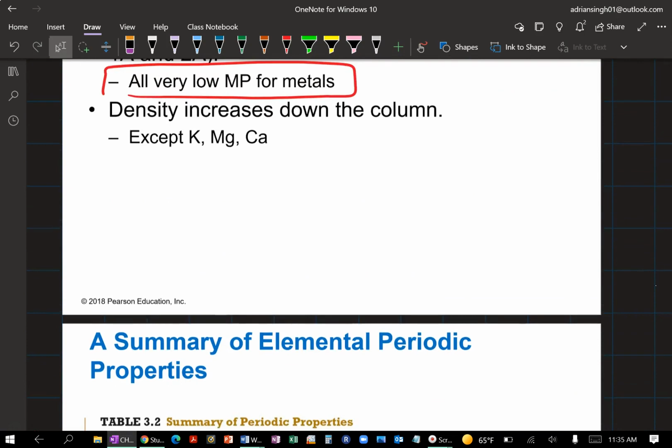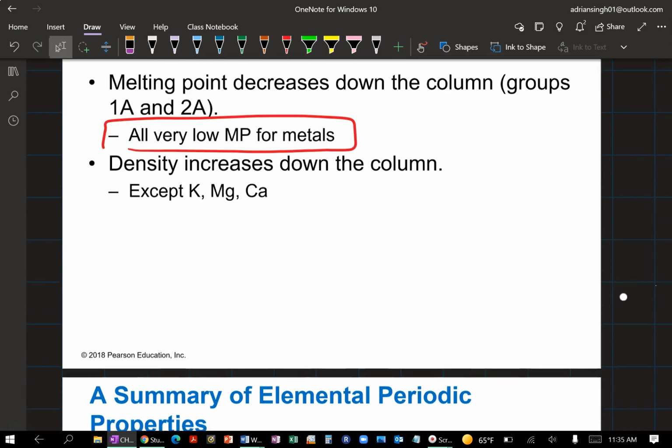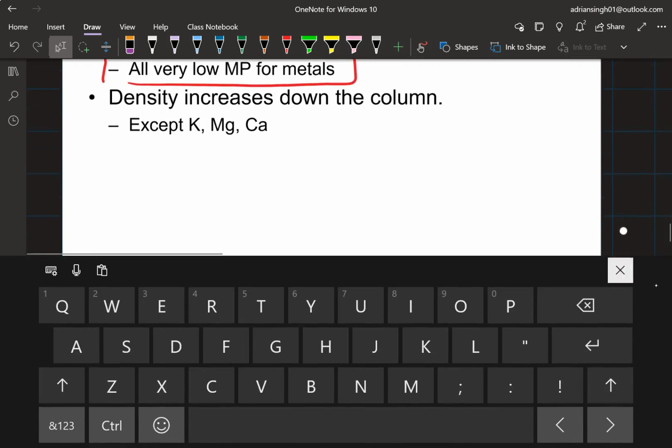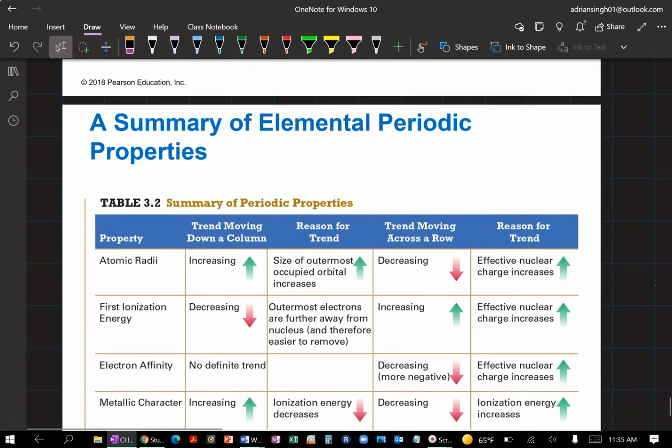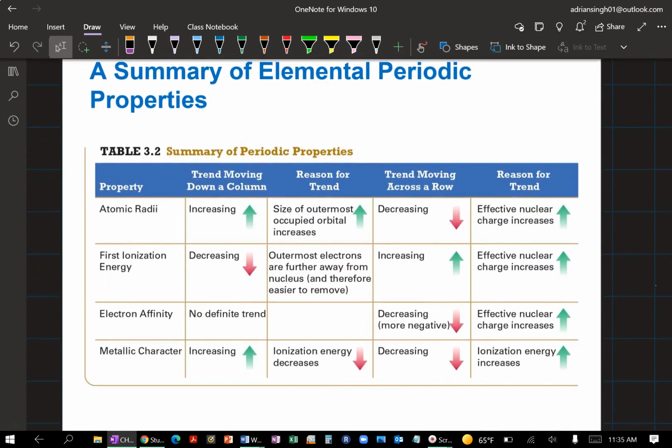Going down the group as well, the densities tend to increase as you go down a particular group for the metals. So the very last slide here on this particular presentation is a good summary of some of the periodic properties. It gives you the trend going down a column, going across a row, but it also gives you the reason for the trend, which is really the most important thing.